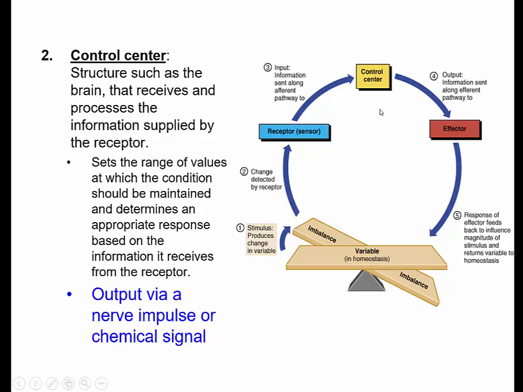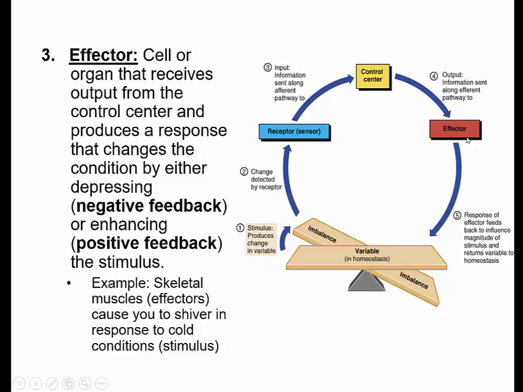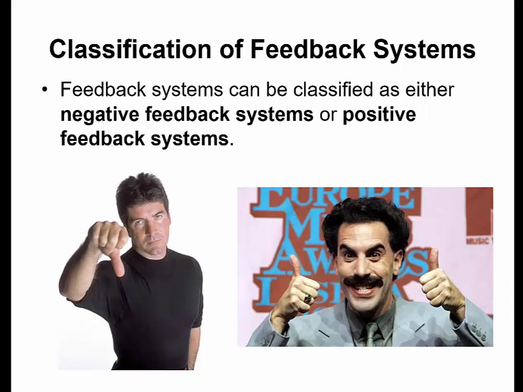Now, its output via nerve impulse or chemical signal is going to affect effectors. So what are the effectors? A cell or organ that receives output from the control center and produces a response that changes a condition by either depressing, a negative feedback mechanism, or enhancing, a positive feedback mechanism, that original stimulus. And we're going to look at different examples such as skeletal muscles as effectors. They cause you to shiver in response to cold conditions. And that cold condition was a stimulus. Now, when you classify these feedback systems, they can be classified as either positive feedback systems or negative feedback systems.